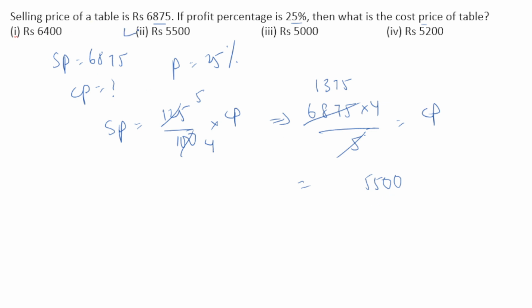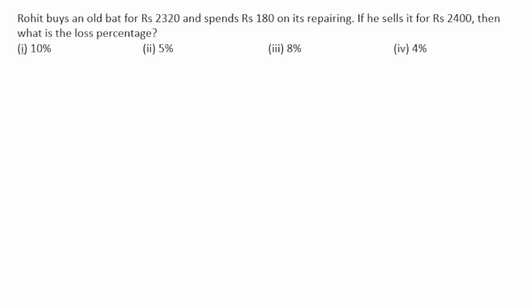Second option. Next one, Rohit buys an old bat for 2320. So this is cost price, and he spends 180 on its repairing. He bought it for 2320, that means he spent 2320 from his pocket and he spent 180 rupees from his pocket. So this will also be considered as cost price. So this is equal to 2500. Okay, so 2500 is the cost price, and if he sells it for 2400, selling price is equal to 2400.